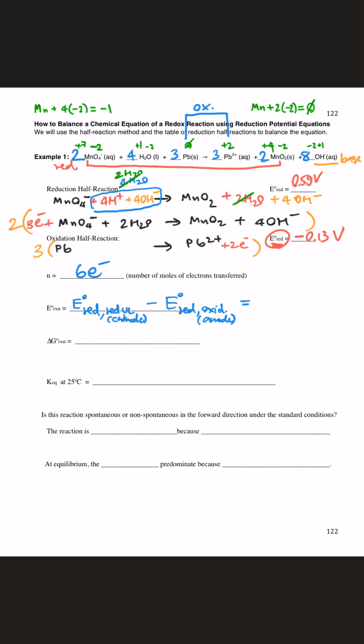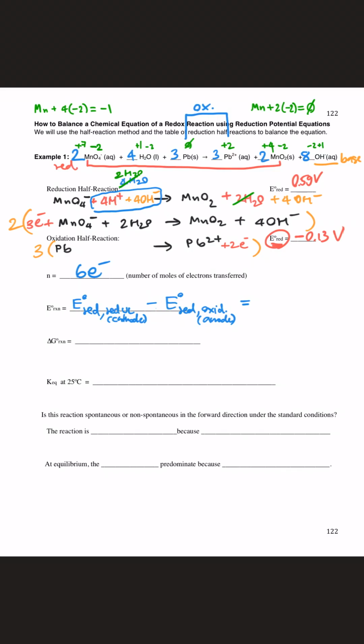Again, the reason I'm not changing the sign of this is because the formula requires the standard reduction potential. So that's why I don't flip the sign. Pretty much the negative in front of this already accounts for switching the sign, so we don't have to worry about that. Let me erase that for a second.